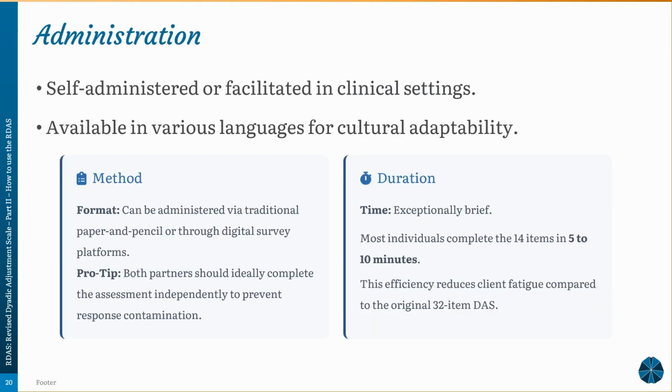How do you use it? Very simple. The method is self-report, paper-based, or online. The critical clinical tip you must keep in mind is that when assessing couples, both partners must complete the scale independently. This prevents what we call response contamination. We don't want them sharing their answers.